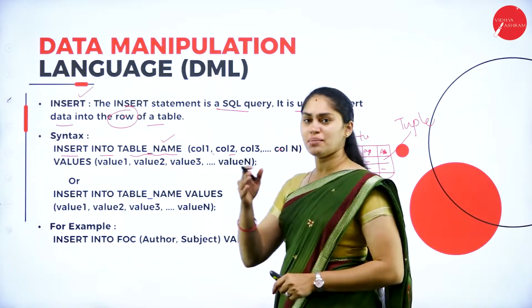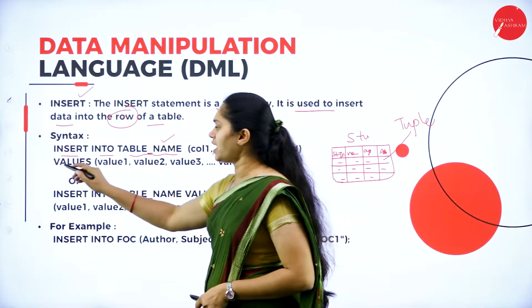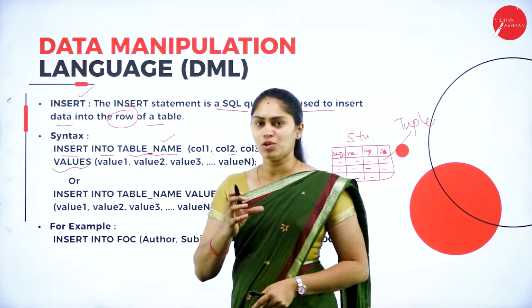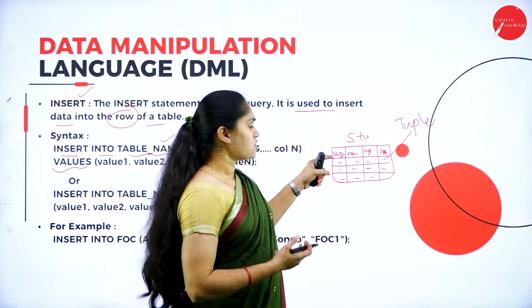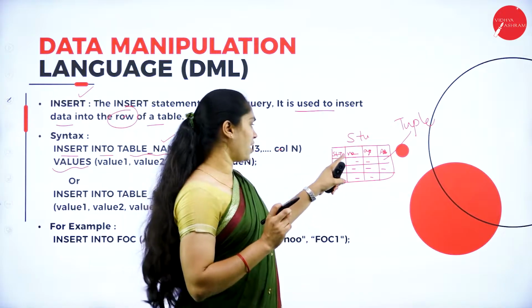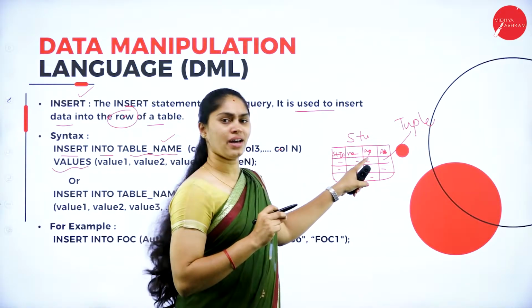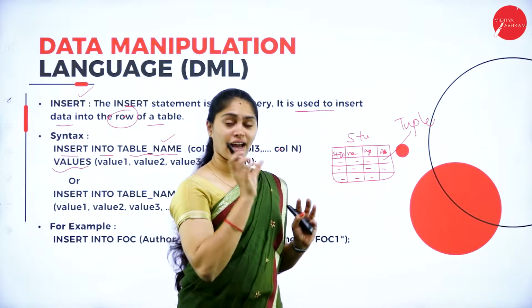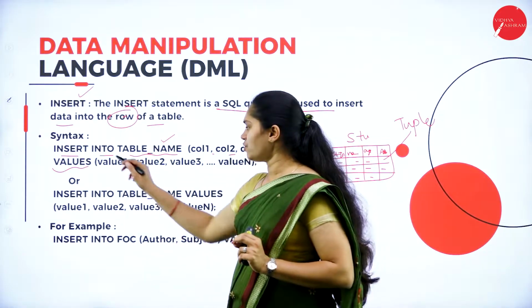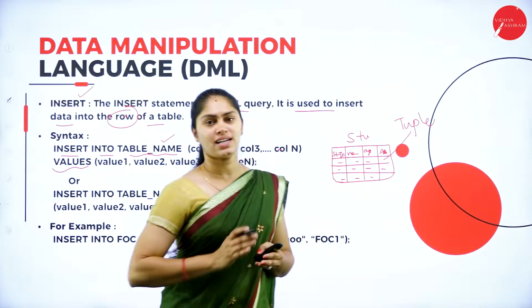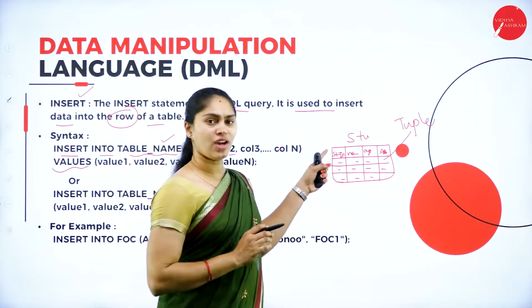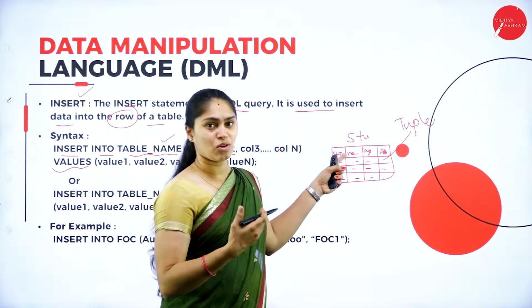Okay, you need to separate the columns. After that we have to use a word called values. For each column we are giving a value. For example, student ID is a column here: student ID, comma, name, comma, age, comma, address. Then I have to use a word called values. So for that I need to give a value. Then how must the value be? That has to satisfy the data type of the column at the time of its definition.